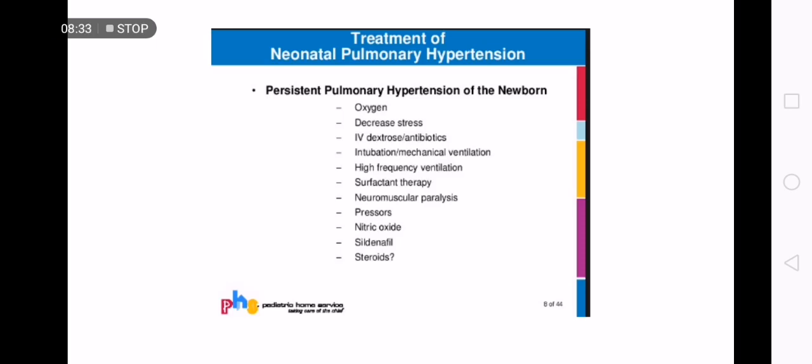Nitric oxide and sildenafil we can use as adjuvant agents to vasodilate the pulmonary vessels to decrease the pulmonary artery pressure, which is elevated. Steroids are debatable. We might need them to elevate the systemic blood pressure if the patients are hypotensive, and it might be needed to decrease the respiratory distress symptoms in patients with respiratory distress syndrome, as a part of the treatment of respiratory distress syndrome and severe respiratory distress.